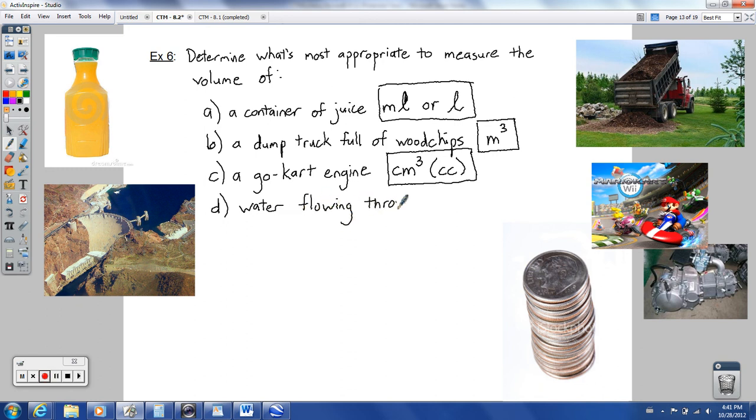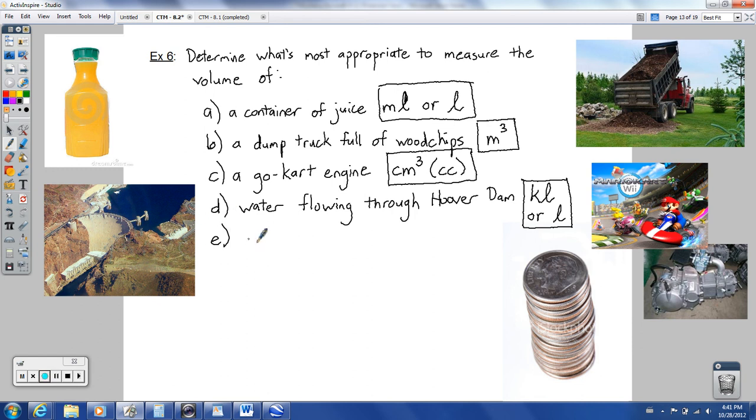How about this, water flowing through, and if you know what this is right here, maybe you've been there before, water flowing through Hoover Dam. So I would say liters probably be a little too small. There's probably more than 1,000 liters flowing through there, so I would say kiloliters would probably be your best option, but depending on the day, maybe they're not going to let too much water through on a specific day. I think kiloliters would probably be best. Liters might be a good alternative too, so I'll put both of those down.